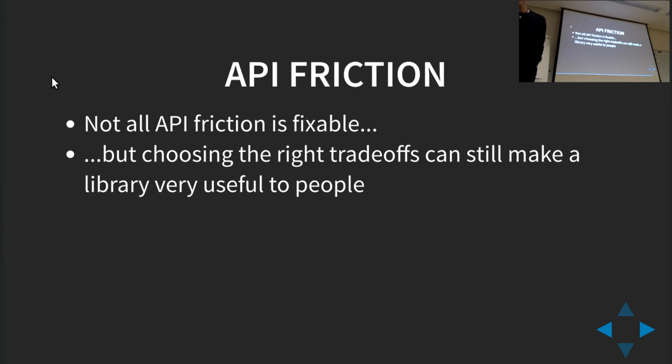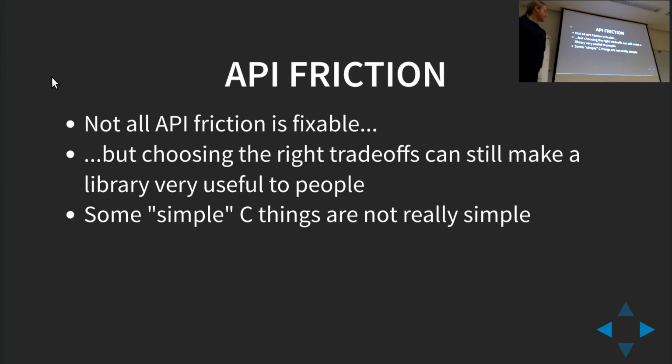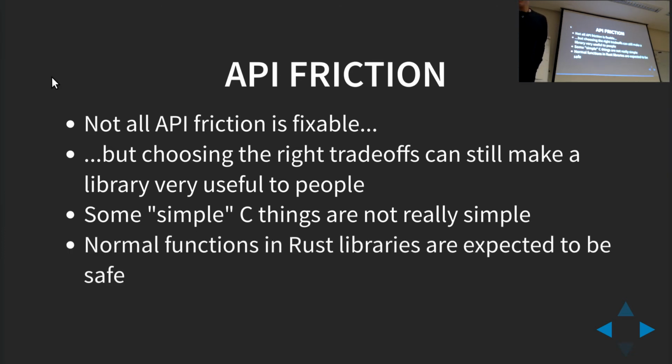It's difficult, but possible. And some things that are simple in C or C++ world are not necessarily simple, especially in Rust, because C and C++ give the programmer a lot of foot guns and other things. Normal functions in Rust libraries are usually expected to be safe. So if it's not marked unsafe, it should not cause a segmentation fault, even if the underlying library makes it difficult to avoid.